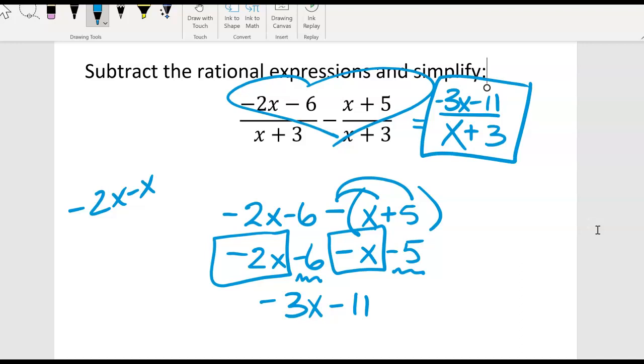Ta-da! And that's kind of just what you need to know about subtracting rational expressions to get you through the capstone. Good luck!